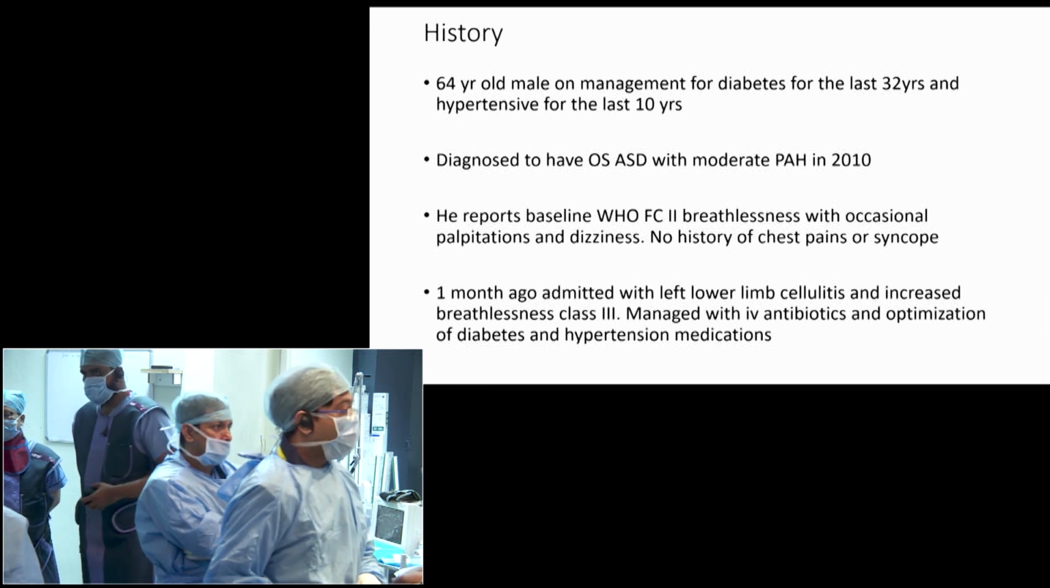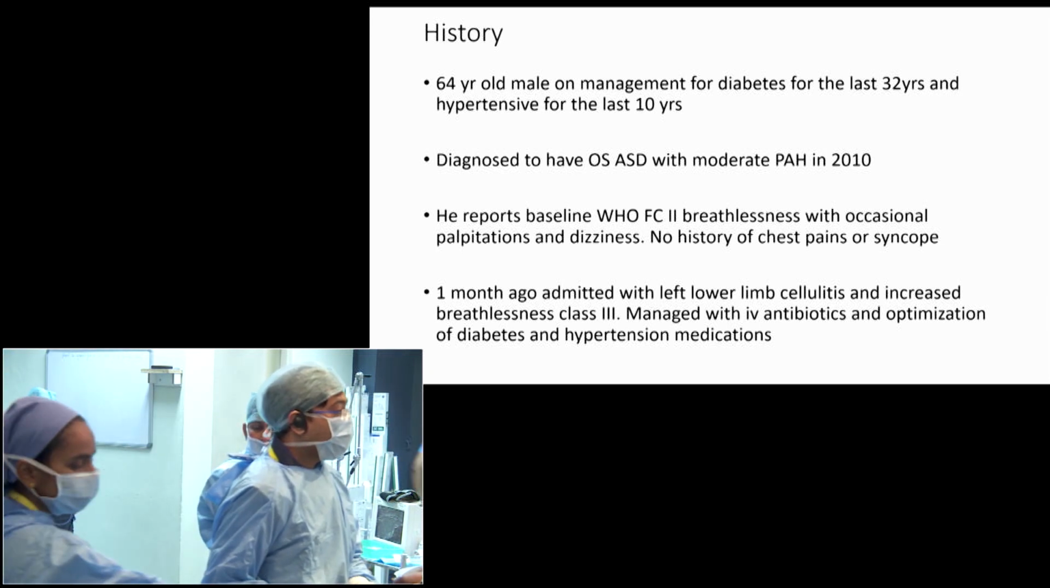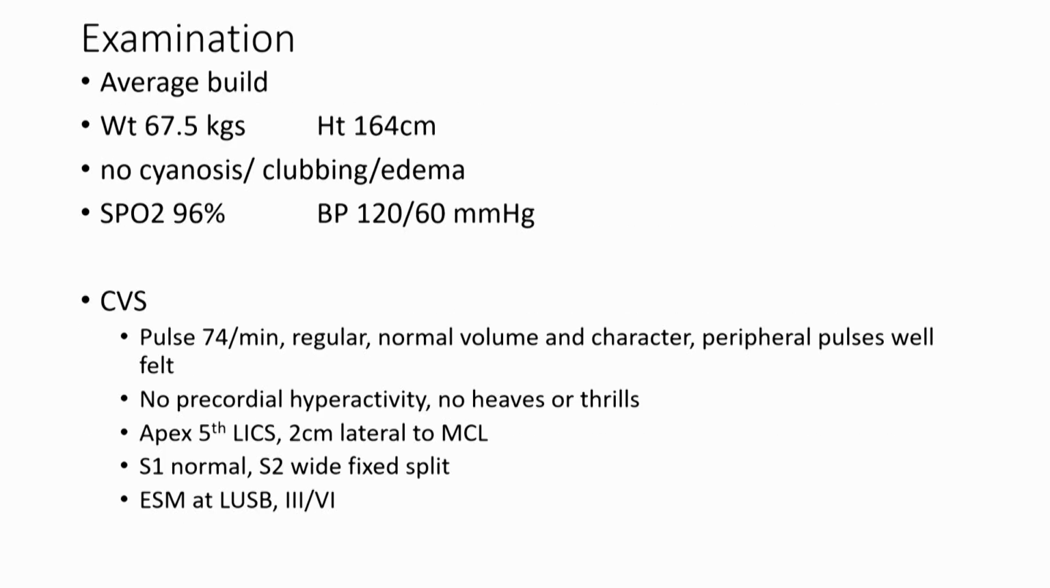This is a 64-year-old male on medical management for diabetes for the last 32 years and hypertensive for the last 10 years. Diagnosed to have ostium secundum ASD with moderate PAH in 2010. He reports baseline functional class 2 breathlessness with occasional palpitations and dizziness. There is no history of any chest pain or syncope. One month ago, he was admitted with lower limb cellulitis and increased breathlessness of class 3, managed with IV antibiotics and optimization of diabetes and hypertension medication.